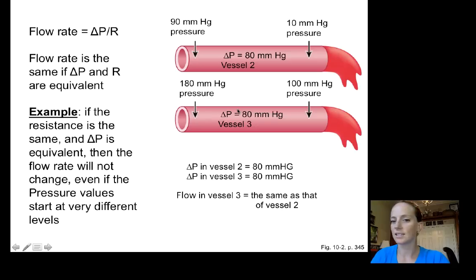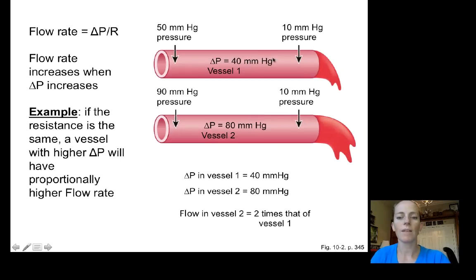When we do that, it's a pretty simple calculation. We went from 40 to 80. So the change in pressure in vessel 1 is half the change in pressure of vessel 2, or the flow in vessel 2 will be twice that of vessel 1.